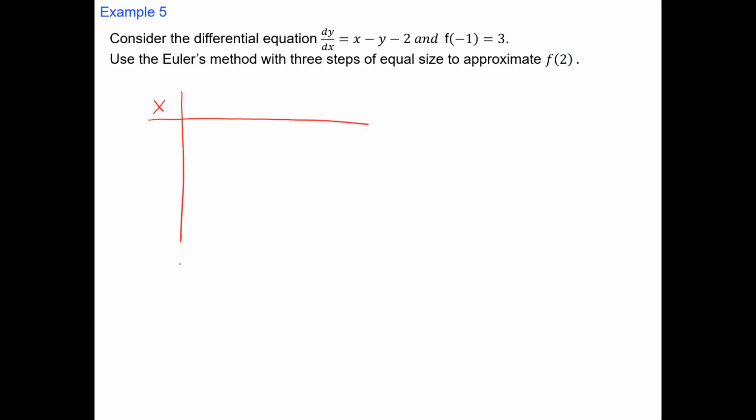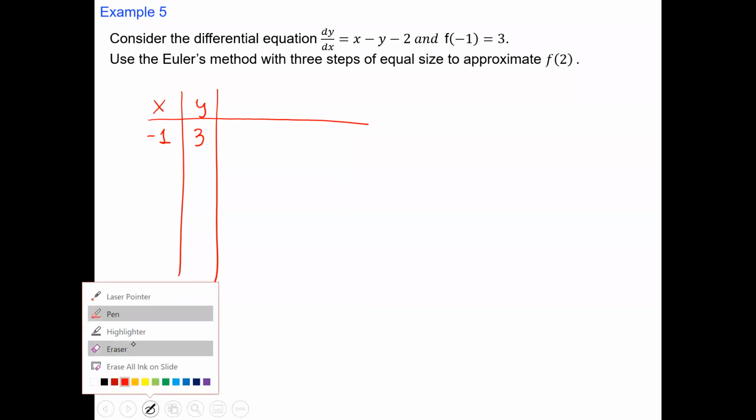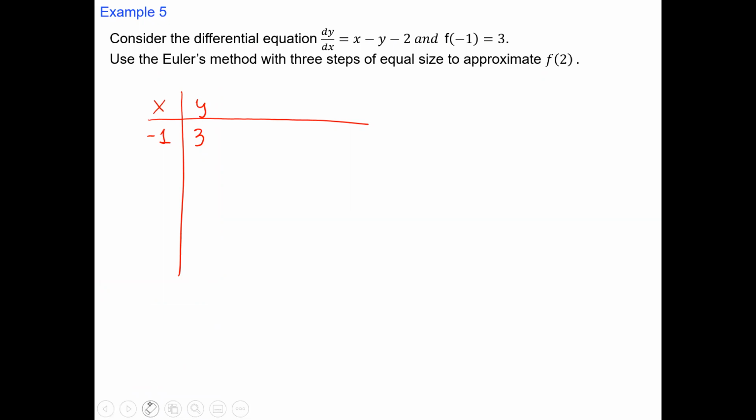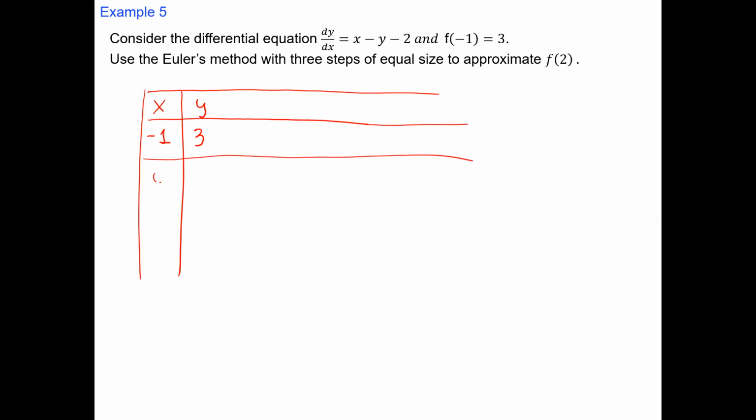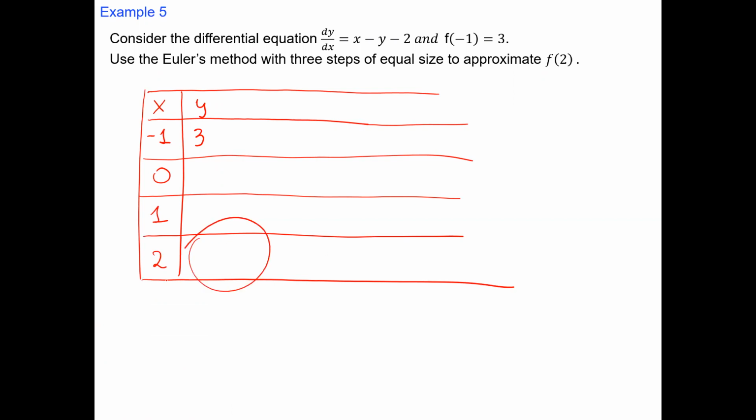X and y. We will start with negative 1. The solution at negative 1 is 3. Oh, we will need more computation. Yes, we will need more computation. Okay, because we will go by 1. 0, 1, and 2. And we're looking for this value. Using the Euler's method, we can nicely reach this. Okay, I need a little bit of room. I will leave it here.